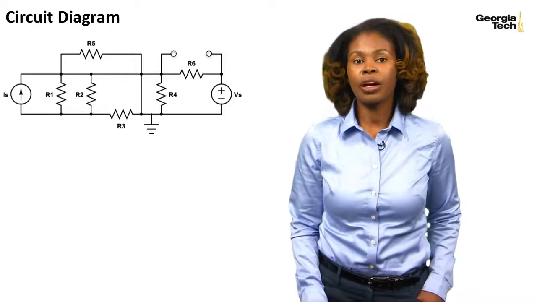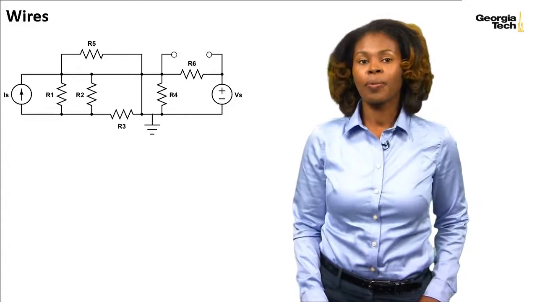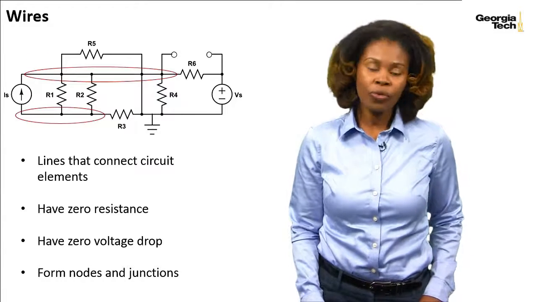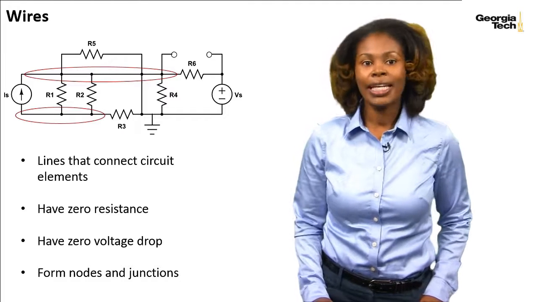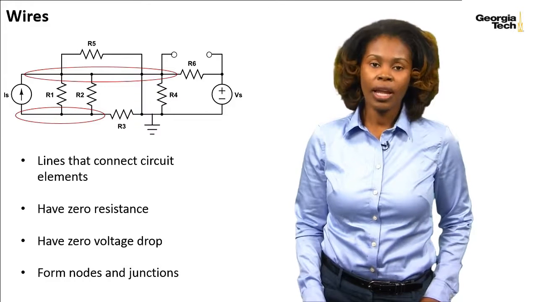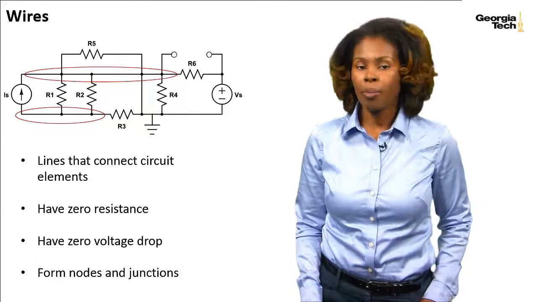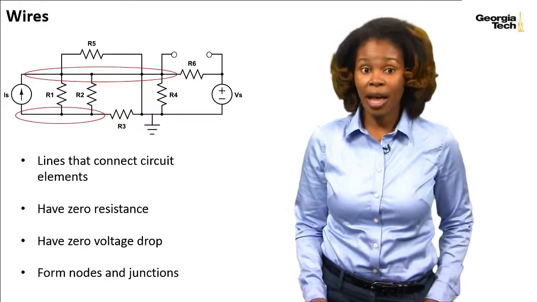Now let's consider a circuit diagram with basic elements. The first thing I want to point out are the wires, two of which are circled here. Wires are lines that connect circuit elements in the circuit diagram. In actual life, the wires might be pieces of copper that are connecting the different elements, but in a circuit, they're going to be basically lines.